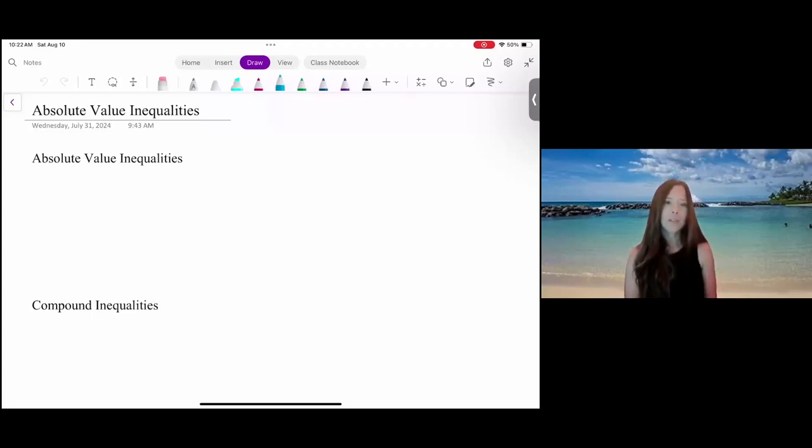We are going to be focusing on absolute value inequalities today. We want to recall inequalities in general. An inequality is not an equal sign, but it's when we're dealing with either less than, greater than, less than or equal to, or greater than or equal to. And so you have a range of values for your solution. An absolute value is the distance of a number from zero. So we're going to be combining those two things together.